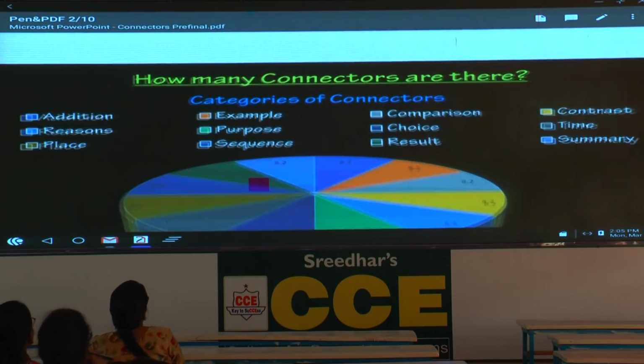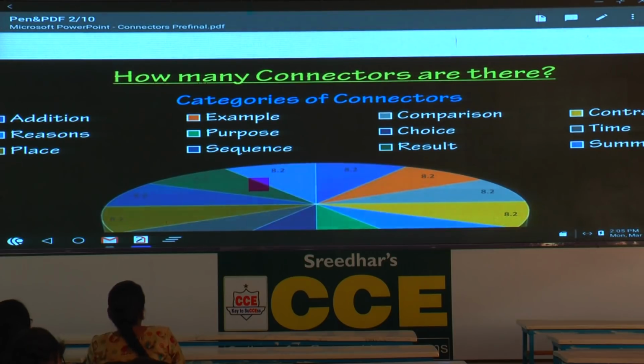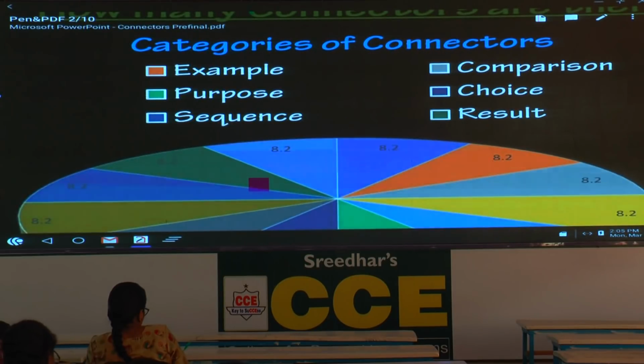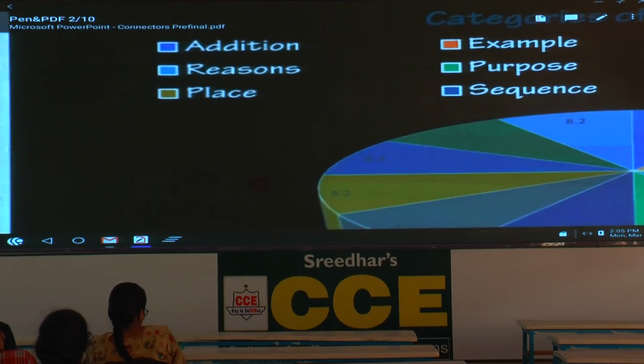First you write the question, how many connectors are there? Then below you write the heading, categories of connectors. I have brought about 12 of them. 12 categories of connectors. In brackets, put the number 12.